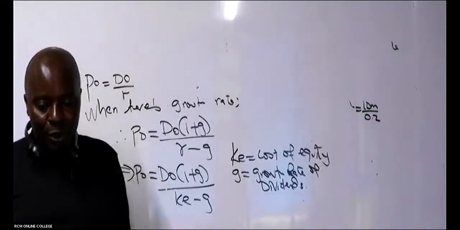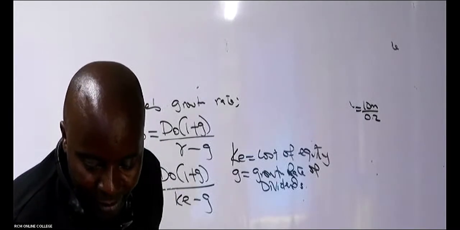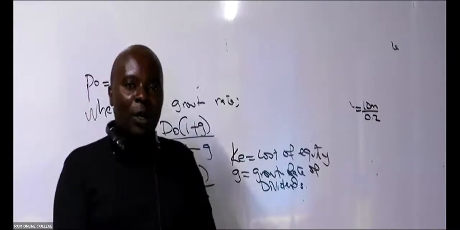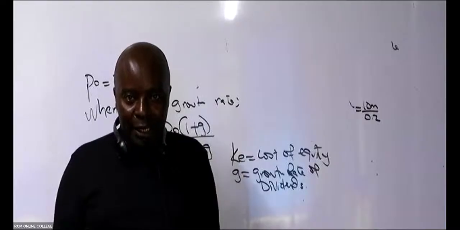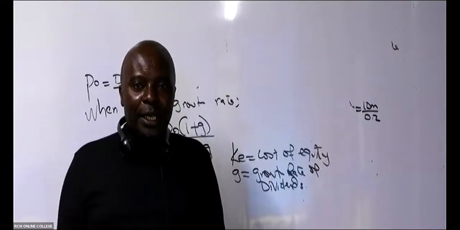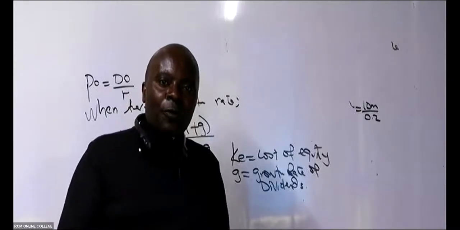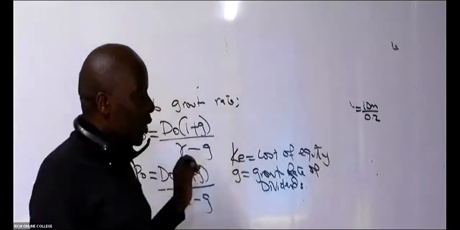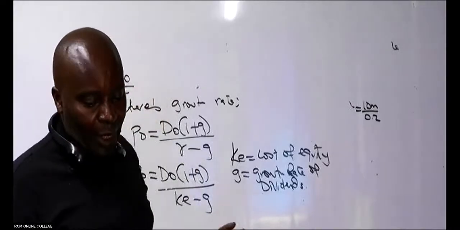All right, then we continue. I can see a question. Thank you so much, George, for asking. KE is cost of equity. It is a required return. The owners of the shares call it a return, but the company calls it cost of equity. So we shall be using cost of equity for valuation of shares totally.